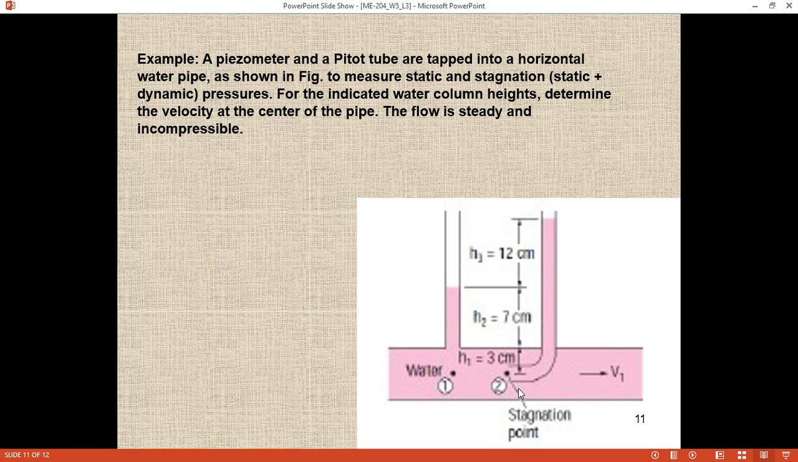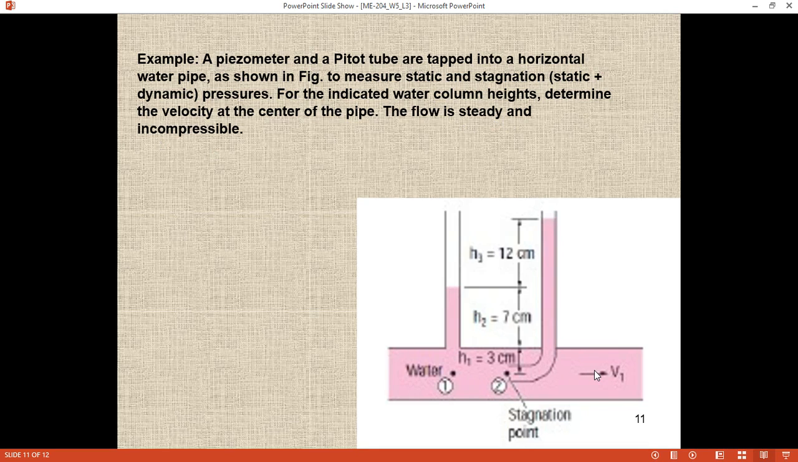Across the direction of flow. The figure shows a piezometer and a pitot tube used to measure the static and stagnation pressure for the indicated water column heights. Determine the velocity at the center of the pipe. The flow is steady and incompressible. So there is no change in velocity in the fluid. So we have to find out the velocity of the fluid.